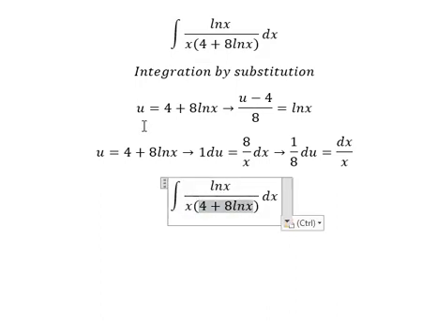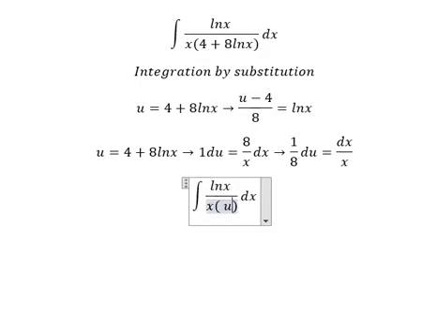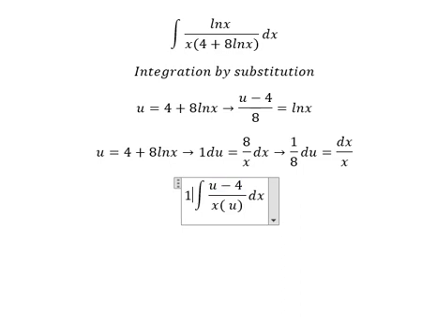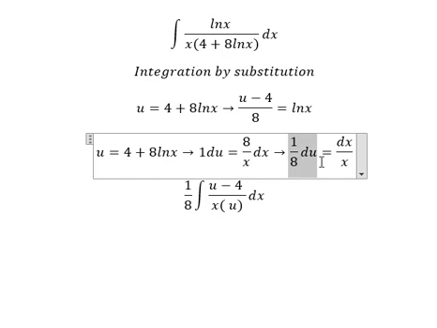So this one we change for u. The fraction we change for this one. ds over s is 1 over 8 du.